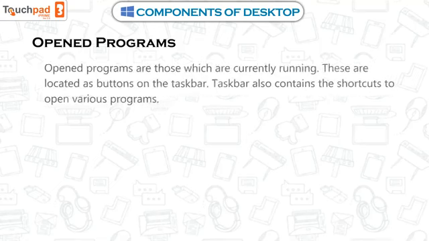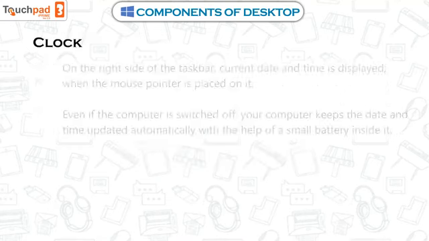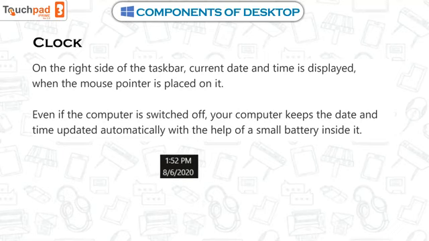Opened programs. Opened programs are those which are currently running. These are located as buttons on the taskbar. Taskbar also contains the shortcuts to open various programs. Clock. On the right side of the taskbar, current date and time is displayed when the mouse pointer is placed on it. Even if the computer is switched off, your computer keeps the date and time updated automatically with the help of a small battery inside.